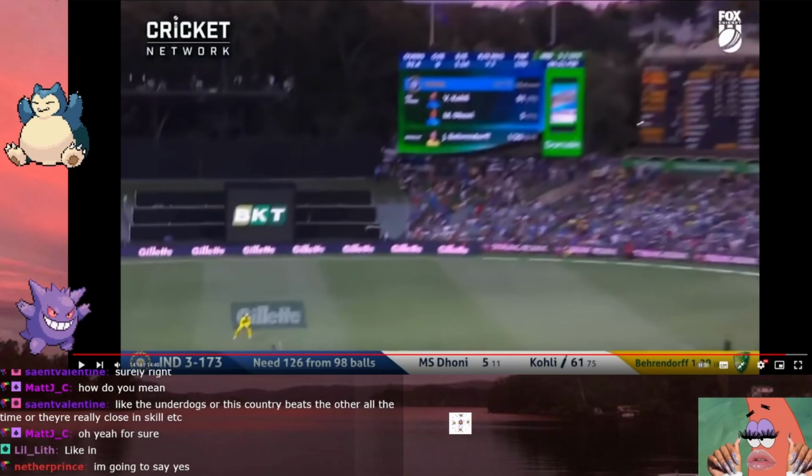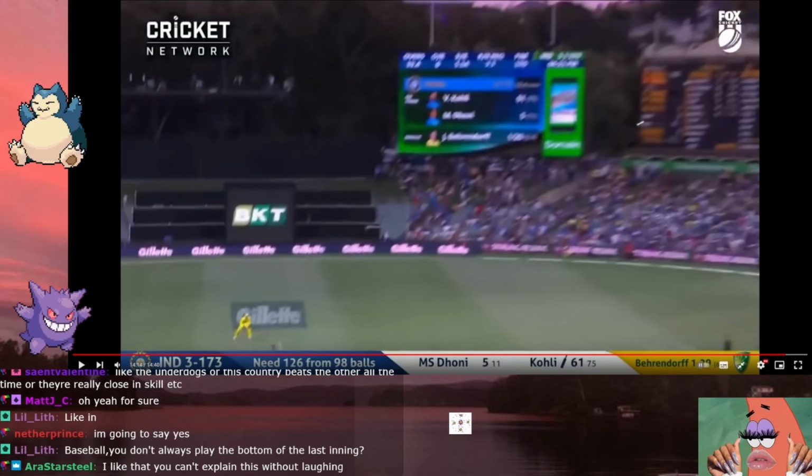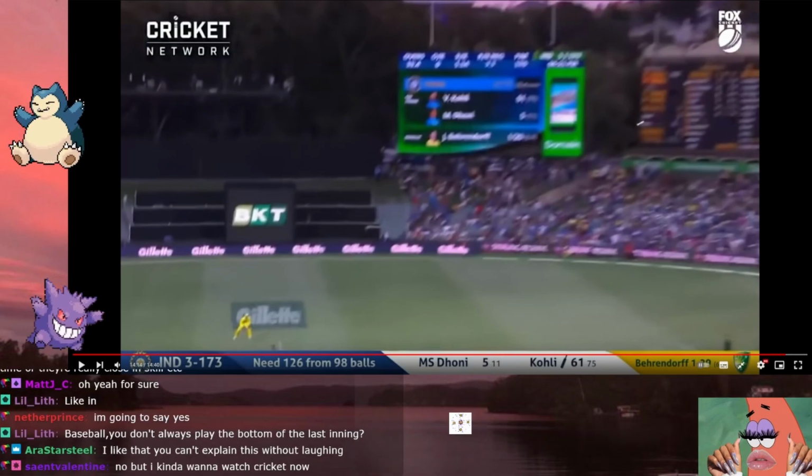Essentially, score more runs than the other team, you win. Score less runs than the other team, you lose. Except occasionally that becomes a draw in test match cricket. In baseball, you don't always play the bottom of the last innings. So yeah, and there will be occasions where a team will win by an innings.